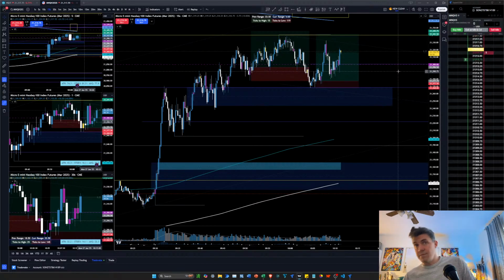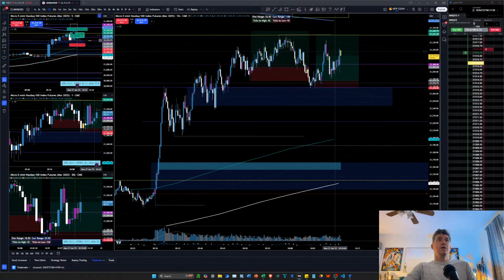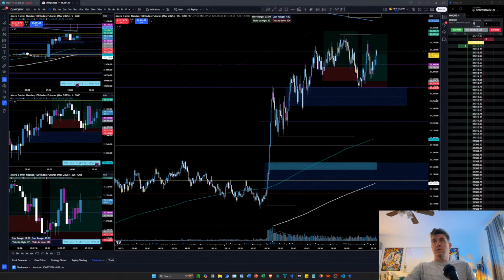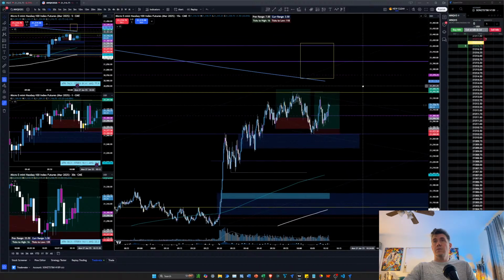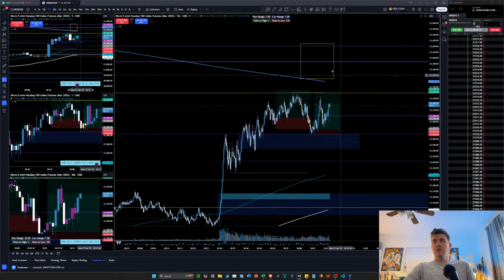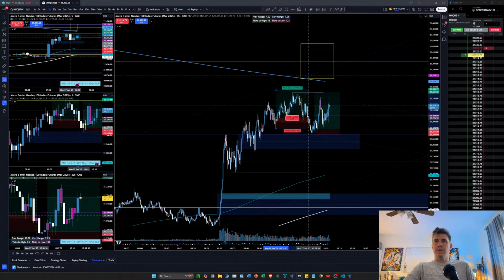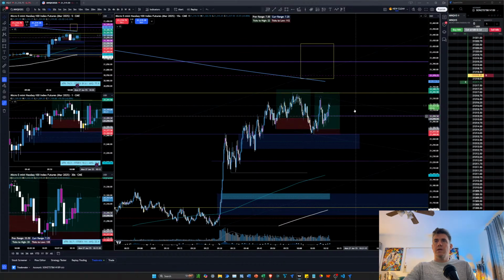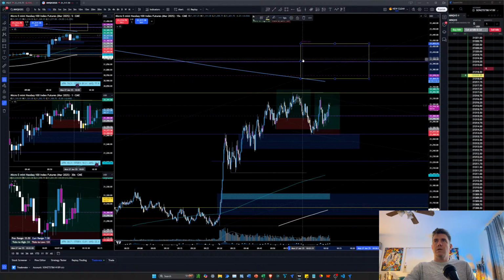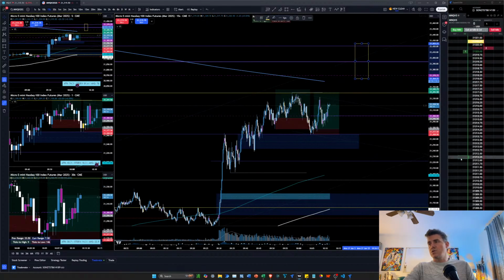So now we're kind of building under the 200. We'll just have to see. We're going to be patient here. This is my plan trade. So I got short from 50%, which are these two lines.